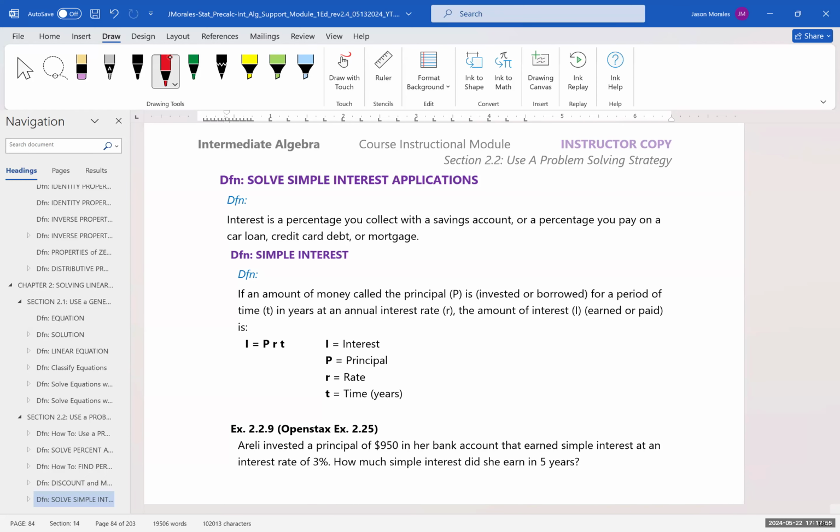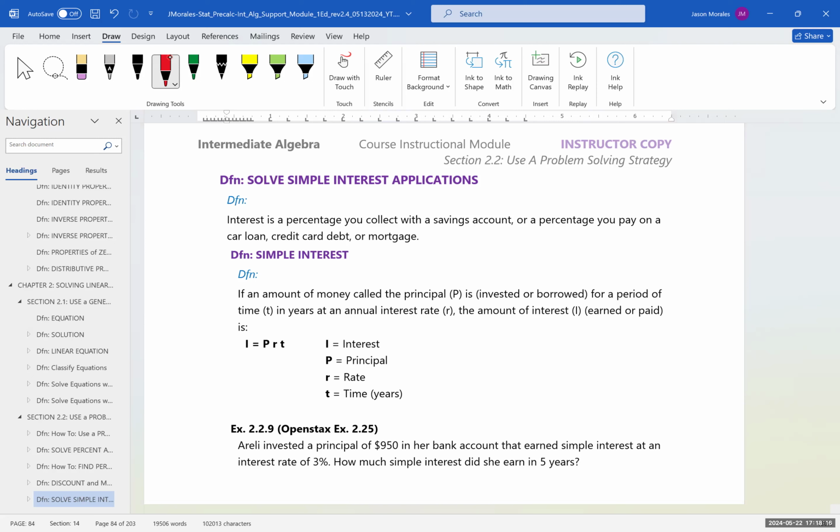Okay, so for this section on solving simple interest applications, I'm going to go through all of the examples at once, give the solutions for the think pair shares, and then I'll have a separate video just showing the think pair shares for each of these.